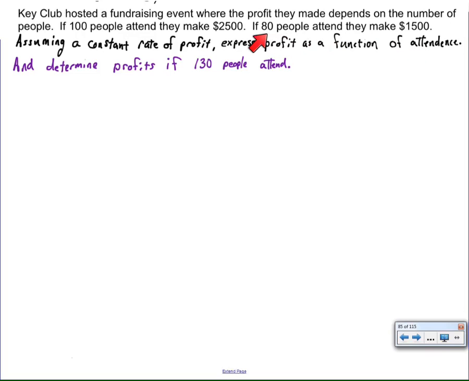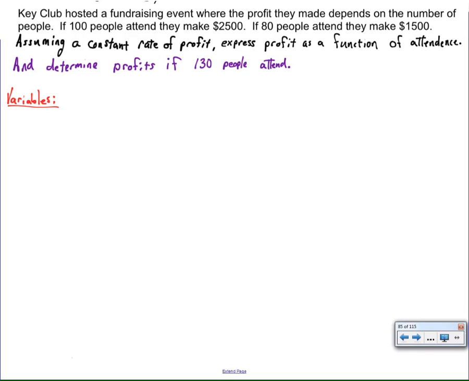So all I know is I'm looking for a linear function where attendance is the independent variable, and profit depends on how many people attend. A follow-up question is: determine the profits if 130 people attend. So, what I need to do here is to be a little bit more organized than just randomly trying to fit variables together. So I need to first define my variables. What are the variables in this setup?